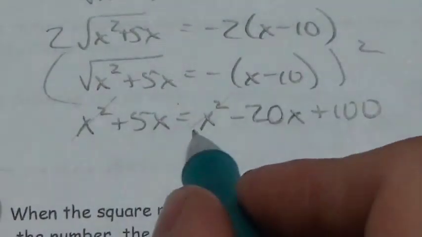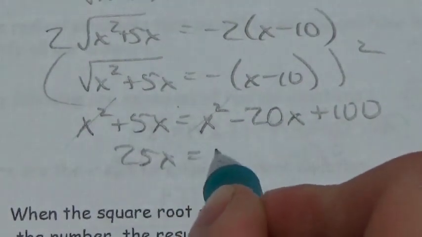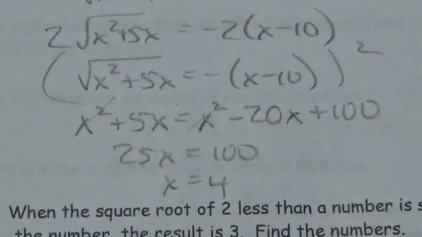My x squared terms are going to cancel. I might bring that 20 over to get 25x is equal to 100, and then I divide, I'll get x is equal to 4. Love that. That's a great little answer.